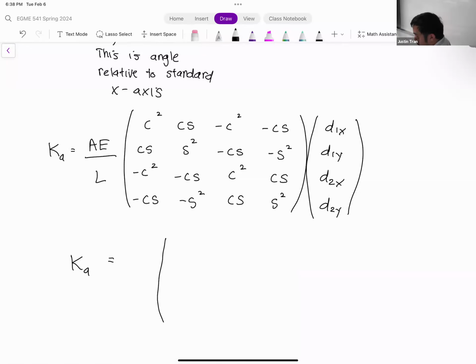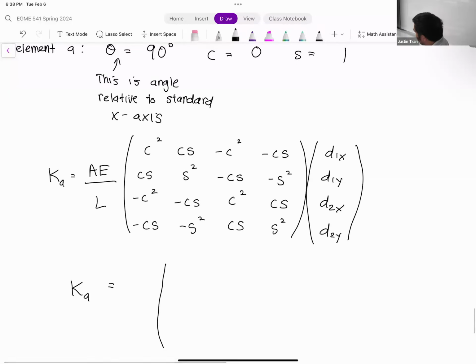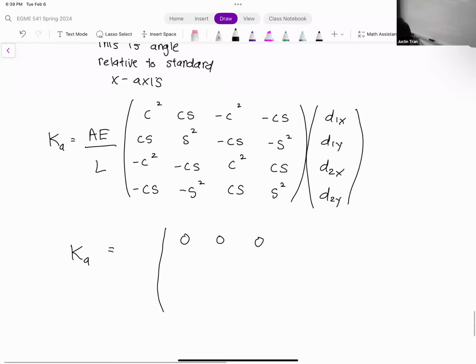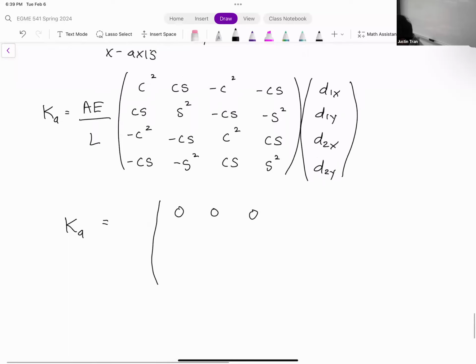We know that for element A, cosine of the angle is 0. So when we plug in for cosine squared, that's just going to be 0. Then we have cosine times sine, which is 0 times 1, so that's also 0. Then we have minus cosine squared, which is minus 0, just 0. And then cosine sine again, minus 0 times 1, which is just 0. All right, nice and easy.